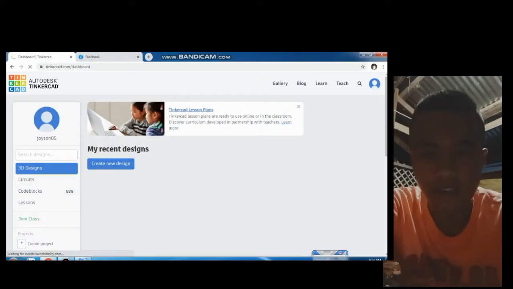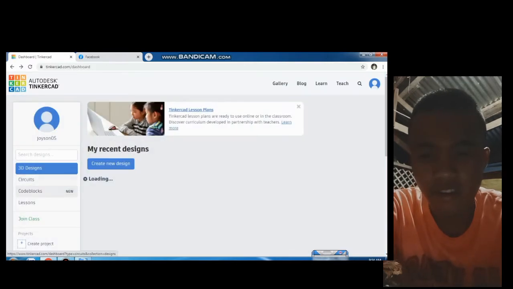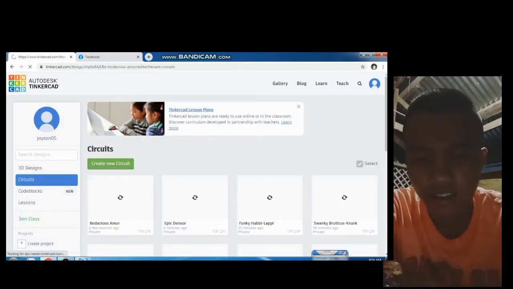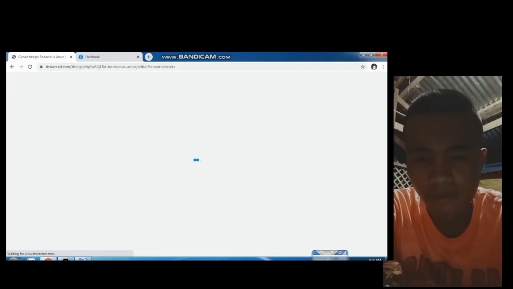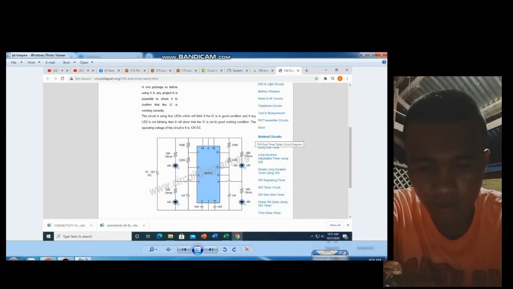Okay, next thing to do is go to tinkercad.com, circuits, create new circuits. Then next is let's check the schematic diagram. Okay, let's see what the components are and how to connect them.